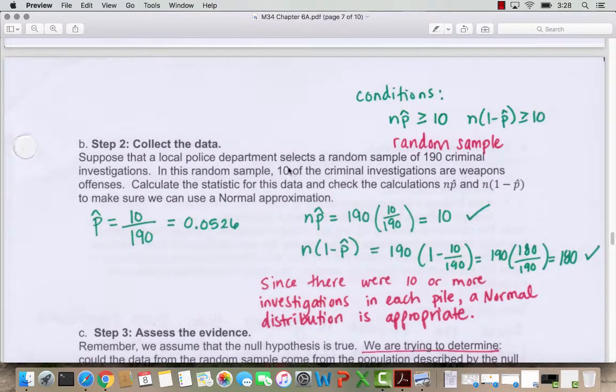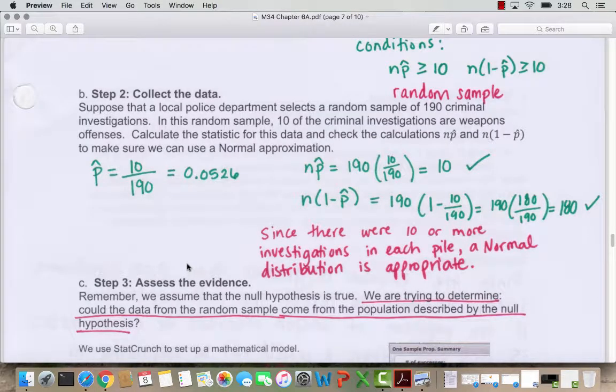So check the conditions. We want to check that n times p hat is greater than or equal to 10, and that n times 1 minus p hat is greater than or equal to 10. So we do those calculations right here. For a random sample, the local police find that 10 of 190 criminal investigations are weapons offenses. Since I see this magic number 10, I know that we are going to be able to use a normal distribution for proportion data.